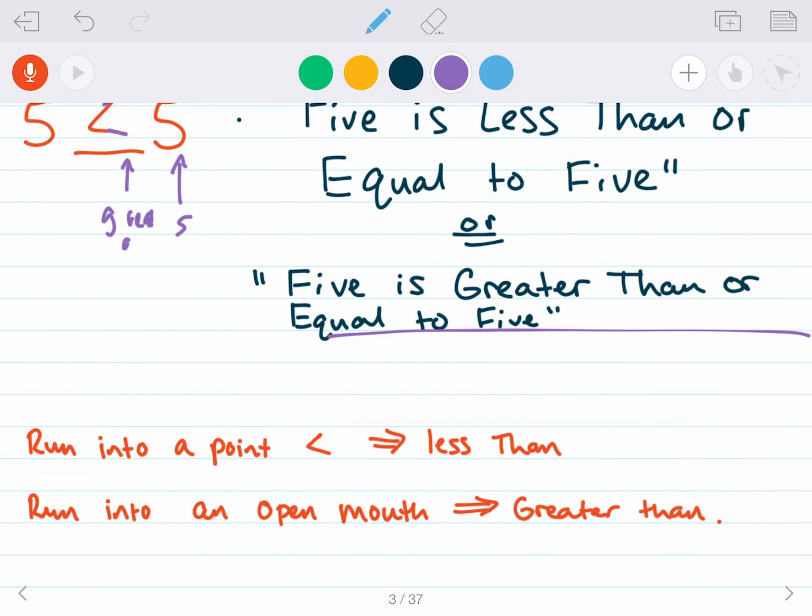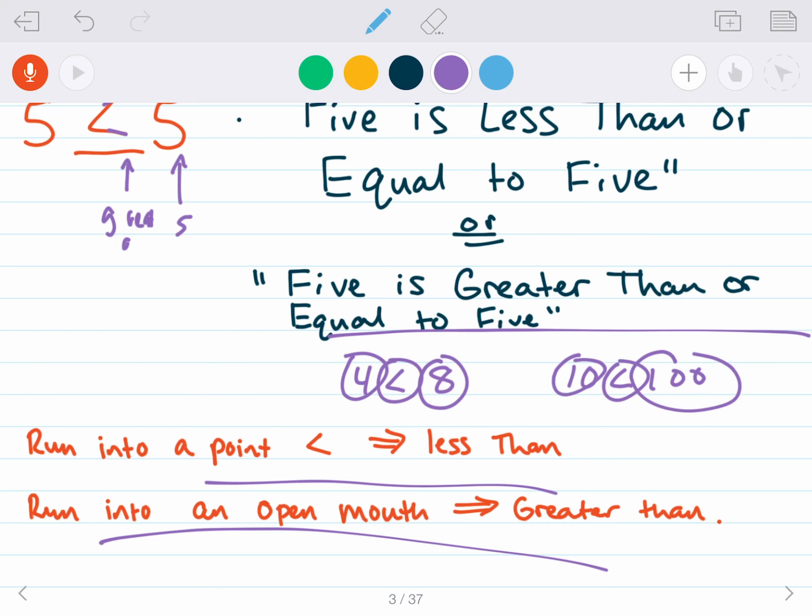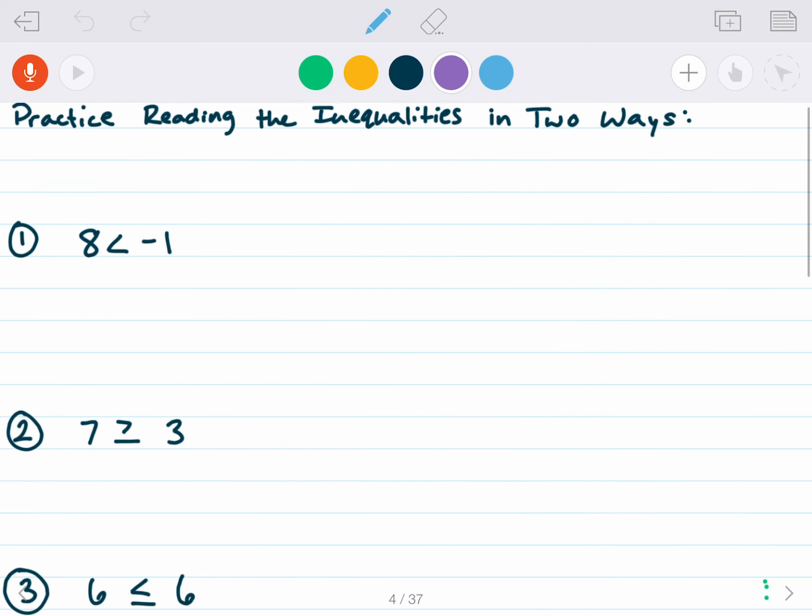So again, this is the greater than or less than stuff. You run into a point, it's less than. So is 4 less than 2? No, that's not true. 4 is not less than 2. 4 is less than 8. 10 is less than 100. But you can also read it the other way. You can say 8 is greater than 4. You can say 100 is greater than 10. So that's how we deal with inequalities. Let's practice reading these in 2 different ways: the first way is from left to right, and the second way is from right to left.